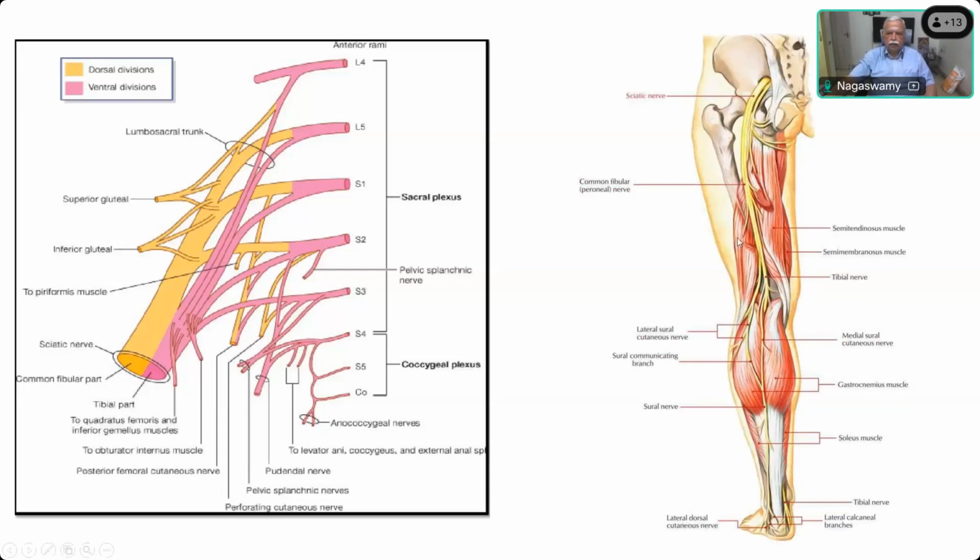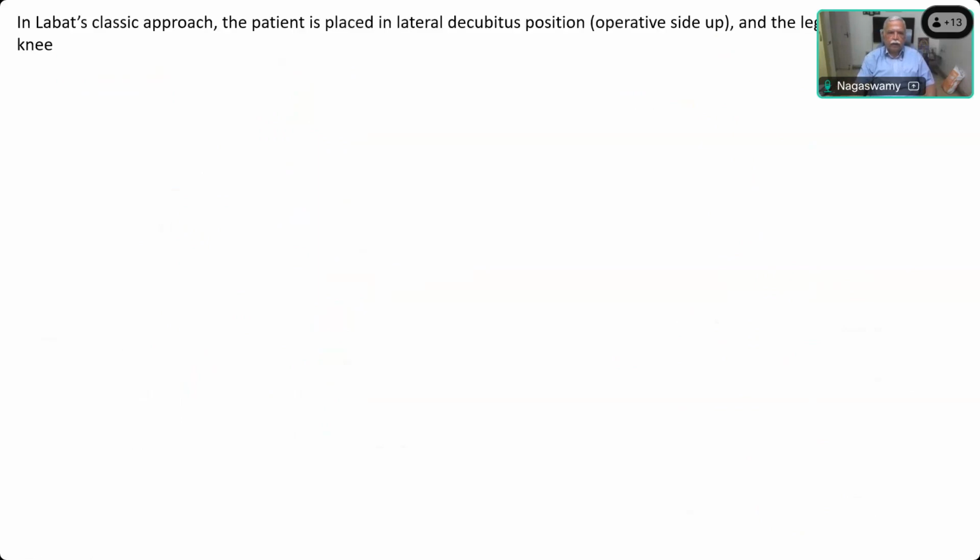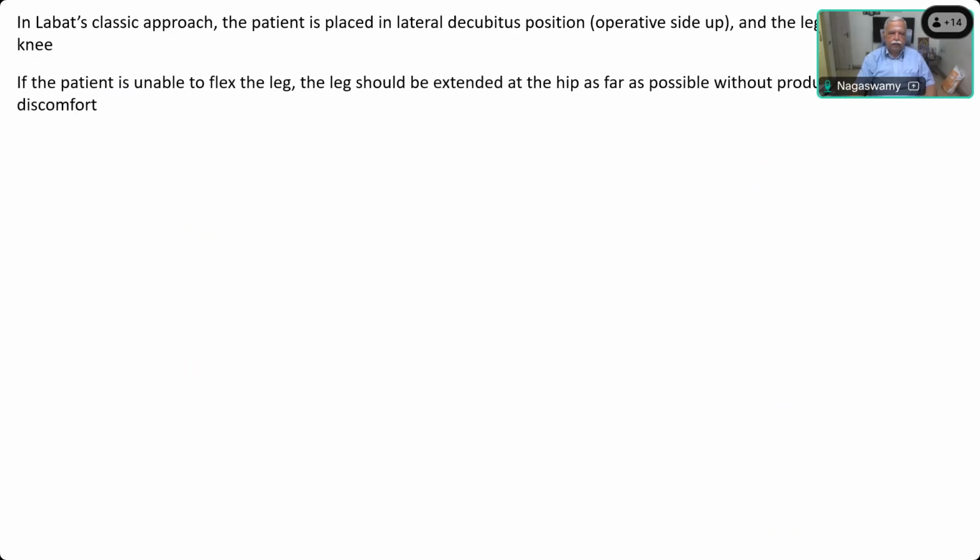So for anything to be done on the posterior aspect, you have to mainly block the sciatic nerve to achieve good analgesia for all the surgeries that are done on the posterior aspect. And in Labat's classical approach, the patient is placed in the lateral position with the operative side up. The leg is flexed at the knee. If the patient is unable to flex the knee, then it can be kept extended at the hip as far as possible without causing any discomfort to the patient.